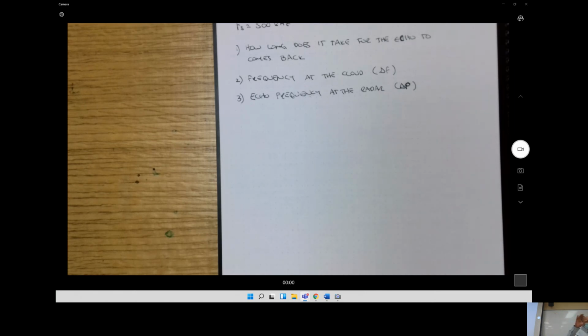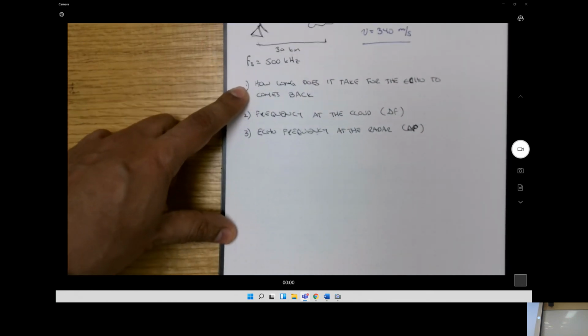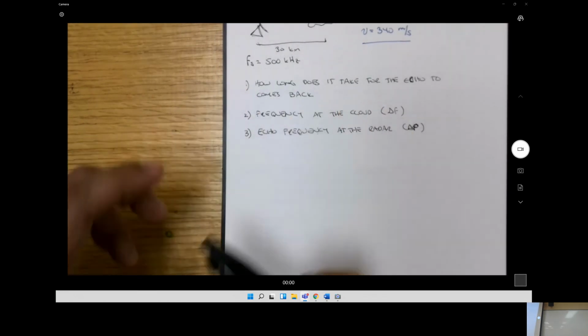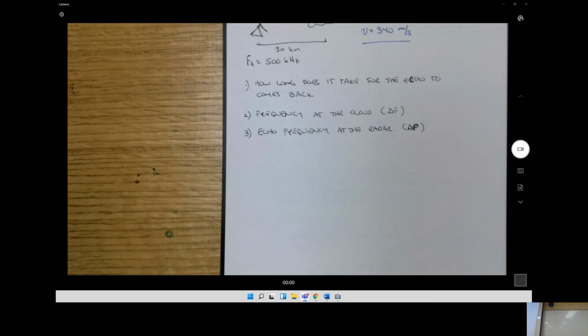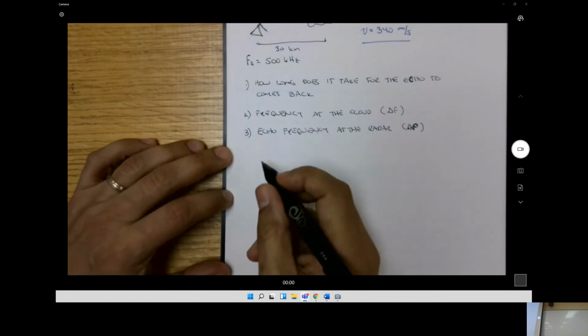I think most of you got the first part correct. Let's do the first part. How long does it take for the echo to come back? You send the ping signal, and it's just a sound wave, so it's traveling at 340 meters per second. It travels 30 kilometers to the cloud, and then 30 kilometers back from the cloud to the echo. That's the round trip of that signal.